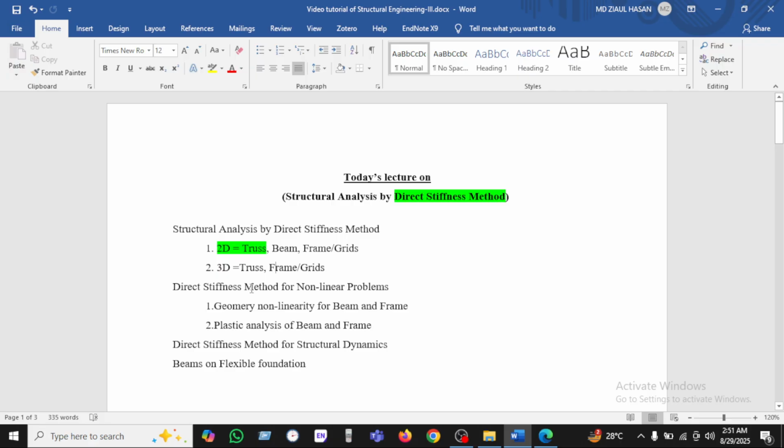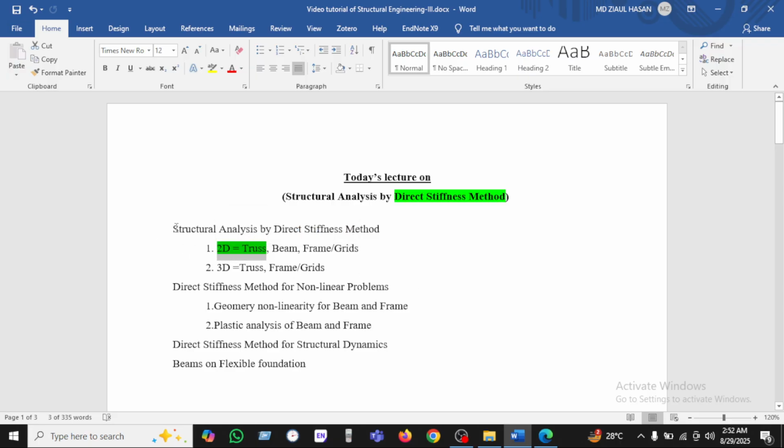We can also see the direct stiffness method for non-linear problems. You can see geometric non-linearity for beam and frame, and another one, plastic analysis of beam and frame. And then we can use the direct stiffness method for structural dynamics. In today's lecture, I will just cover the 2D truss.